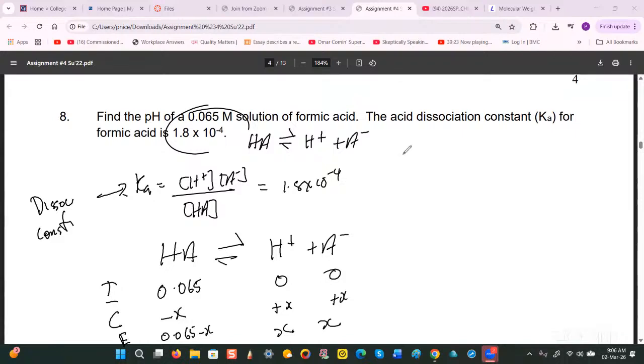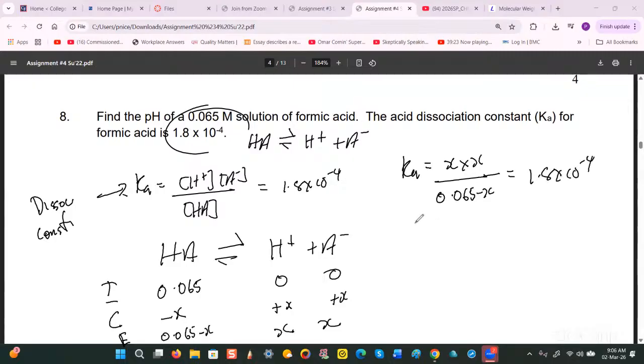So therefore, we can write down that Ka is equal to the concentration of H plus at equilibrium, which is X, times X, which is the concentration of A minus, divided by 0.065 minus X, and that would be equal to 1.8 times 10 to the minus 4.